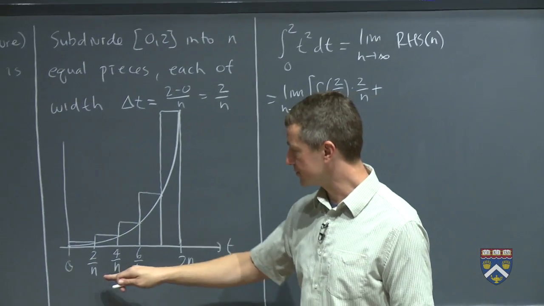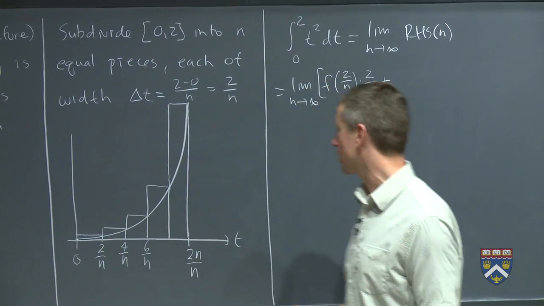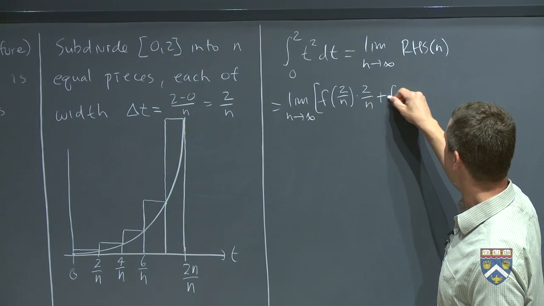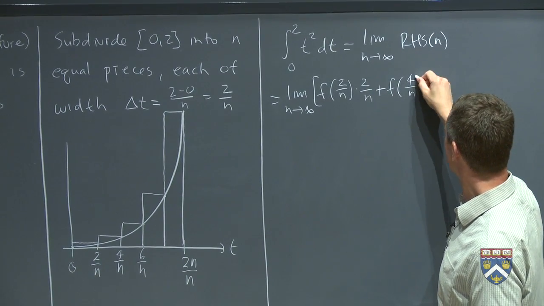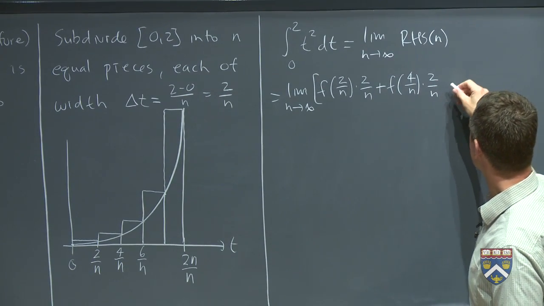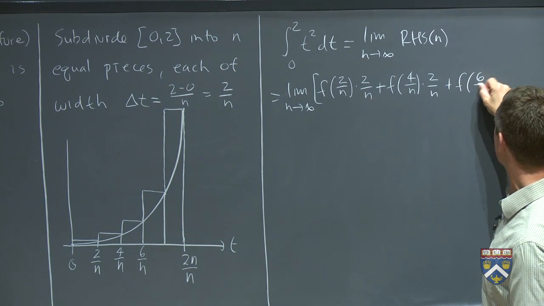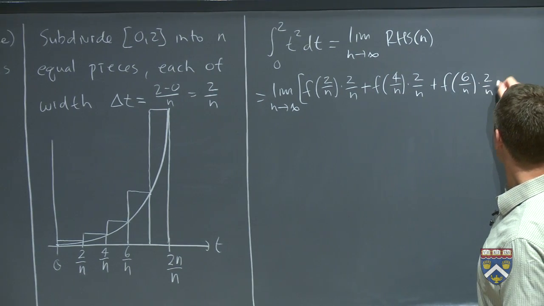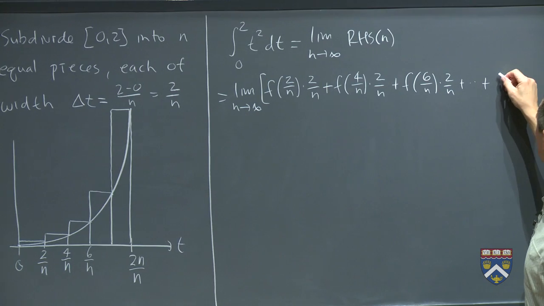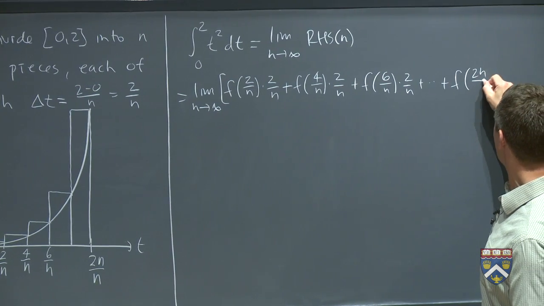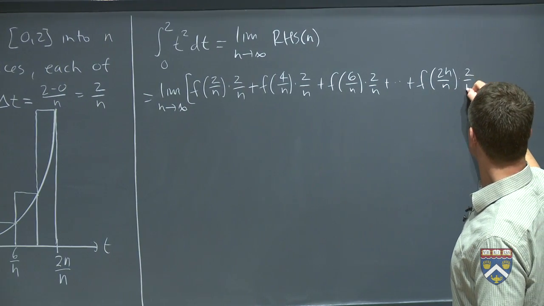Let's do the next one. We choose between 2 over n and 4 over n. We pick 4 over n. So the height of that second rectangle is f of 4 over n, and the width is still 2 over n. And then we just keep going. The next one would be f of 6 over n times 2 over n, all the way till the end here: f of 2n over n times 2 over n.